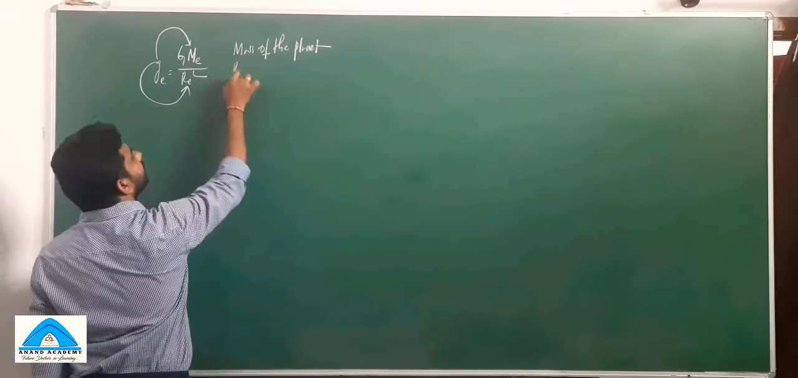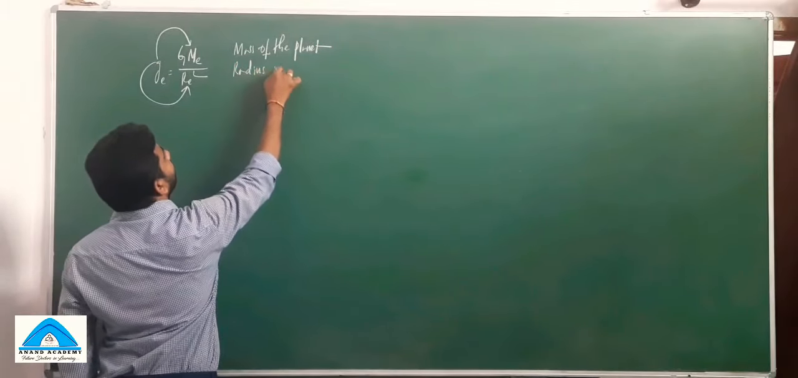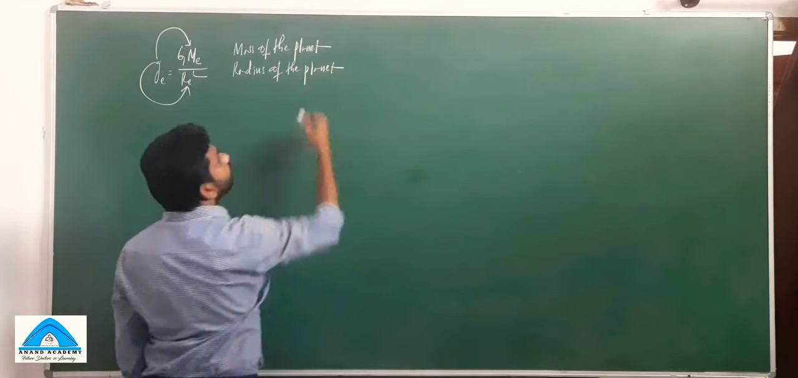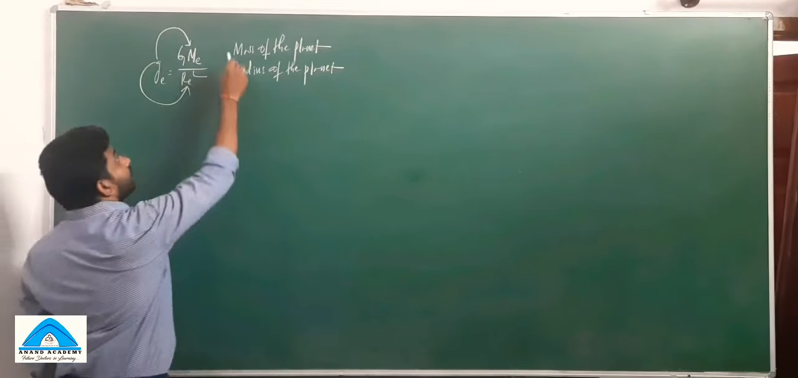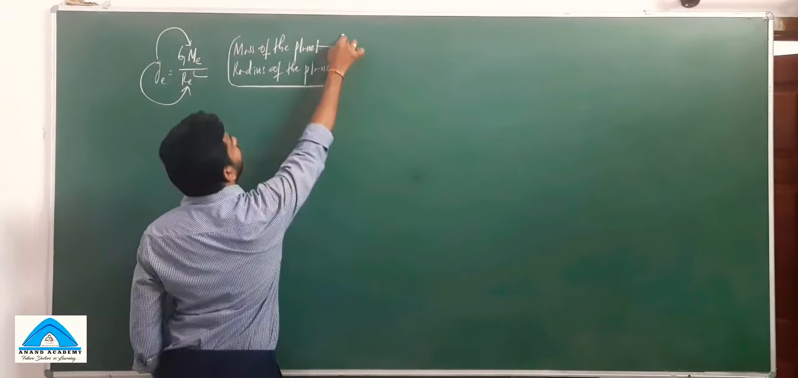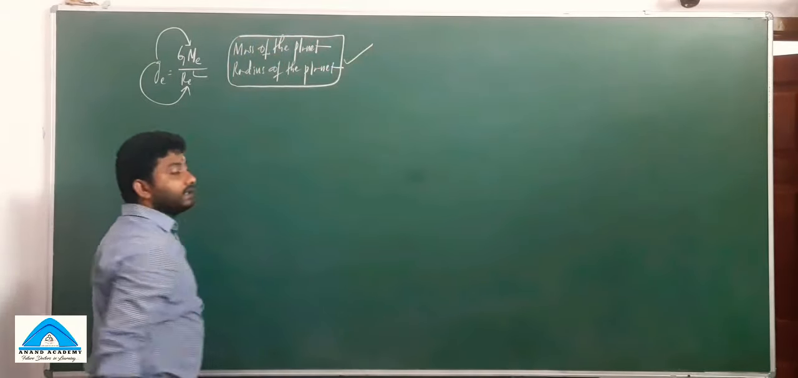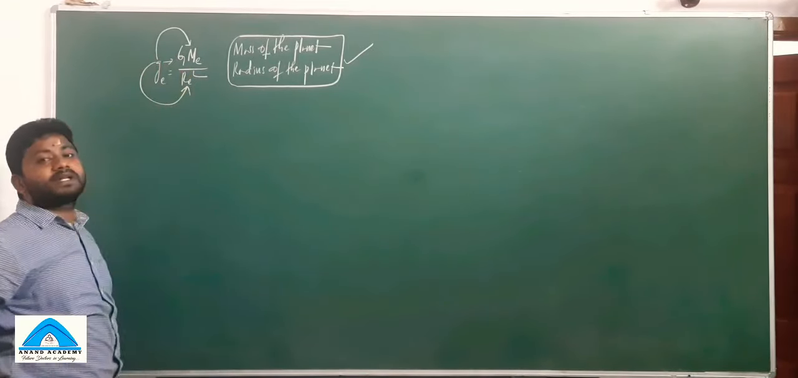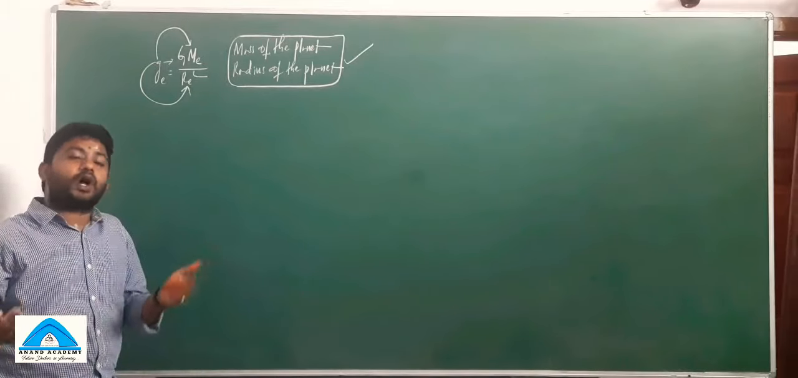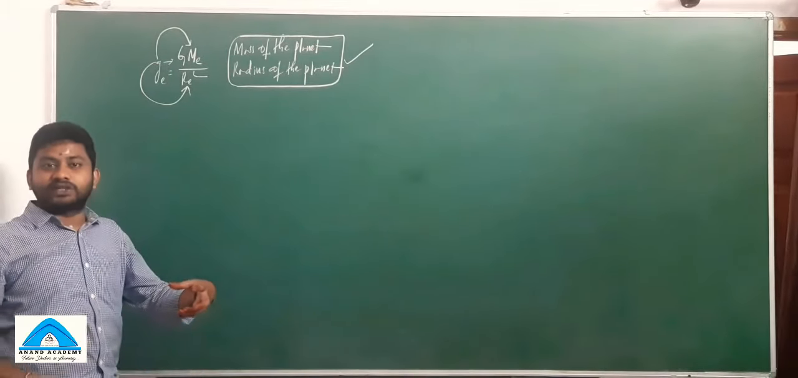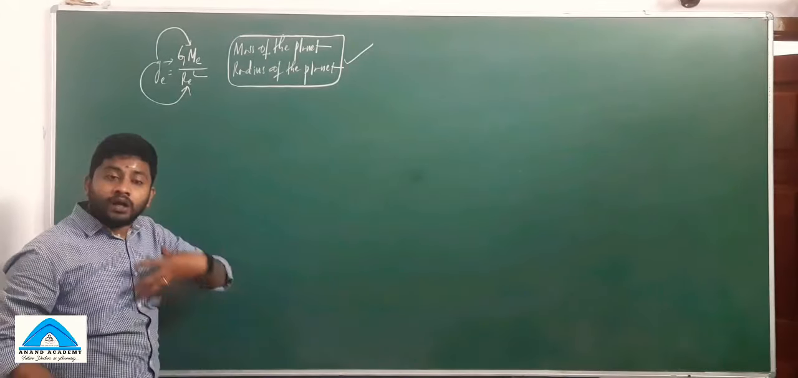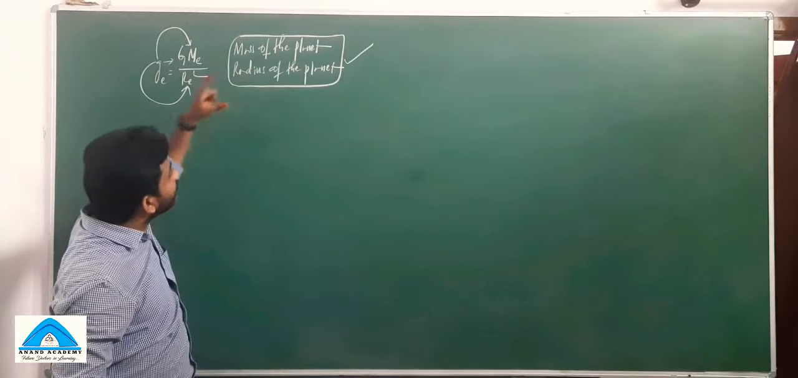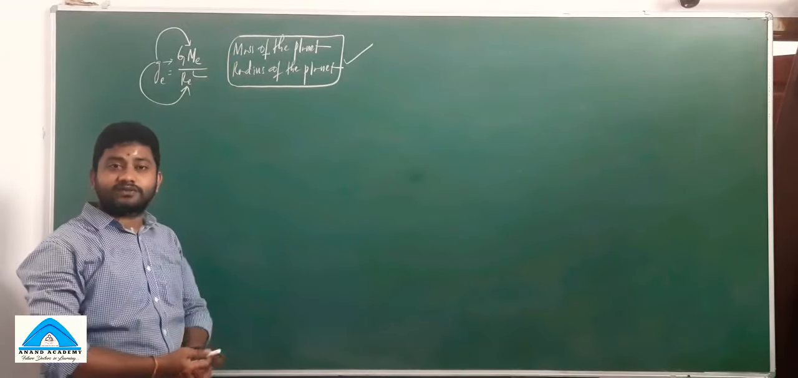So the same thing I'm writing here: the radius of the planet. These are the two important things, and acceleration due to gravity depends on these two things. And anyhow, acceleration due to gravity also depends on capital G, whereas capital G is constant on any planet. Not only on the surface of the earth, but on any planet or anywhere in the universe, the capital G value remains the same. That's the reason I have written only two: mass of the planet and radius of the planet.